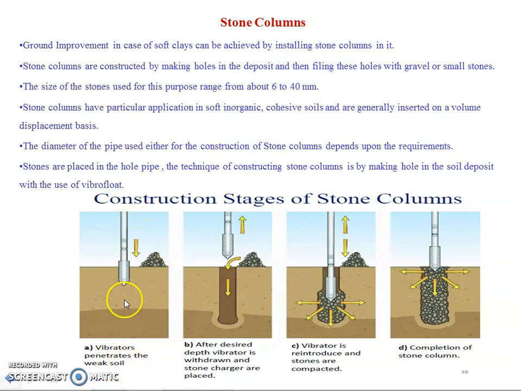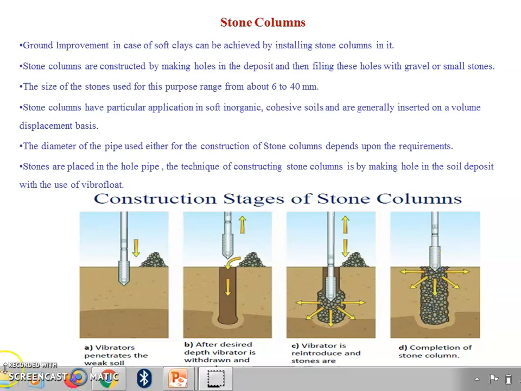In the very first figure, the vibrator penetrates the weak soil. With the help of the vibrator, the excavation is done. Then after completion of this drilling to the desired depth, the filling of these stones is done. After filling the stone, there is regular compaction. With the help of this compaction, the stones are spread here, and after that, at the top surface, we can fill all the stones and the stone column will be completed.